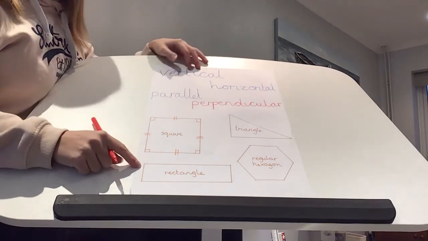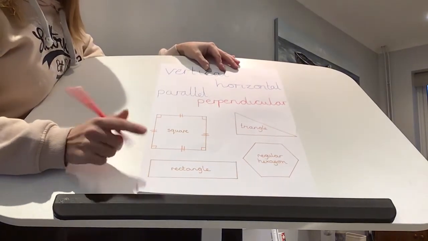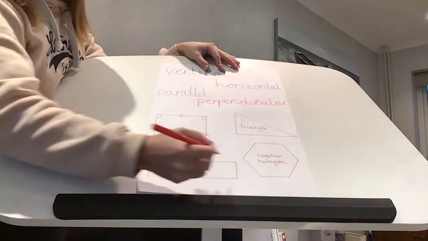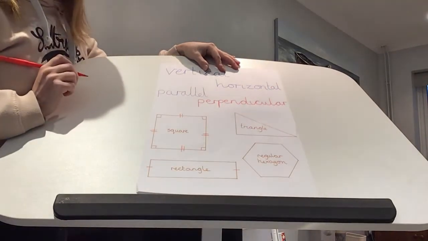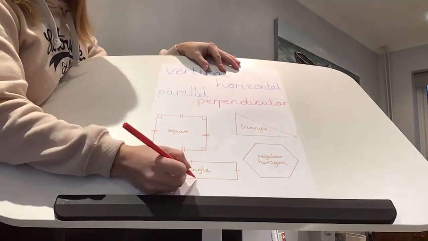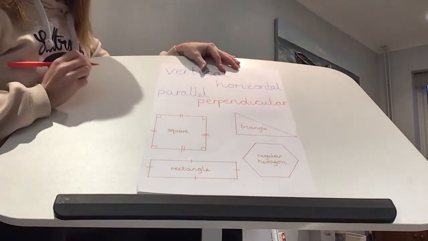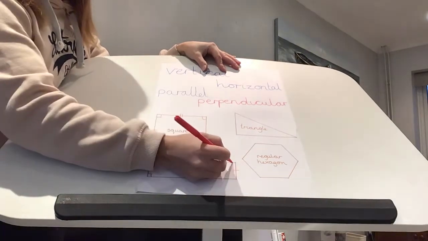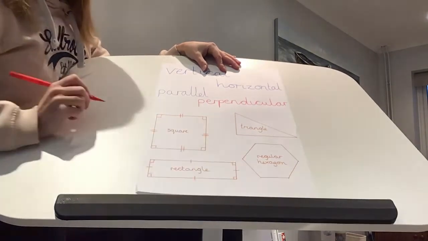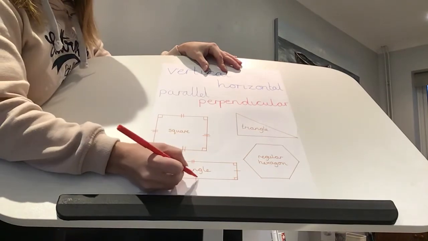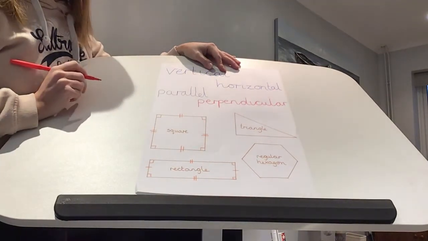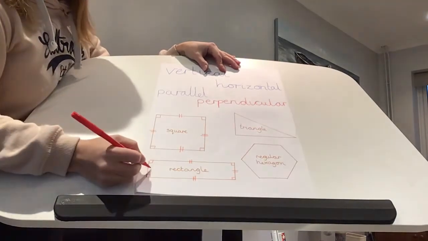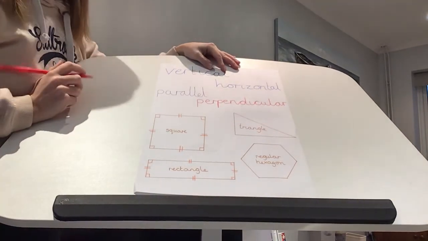Let's have a look at the rectangle because it's very similar. Again, we've got our vertical line and a vertical line there. We have a horizontal line and a horizontal line there. We have our perpendicular lines just here. And finally, we have our parallel lines. So both of the horizontal lines are parallel and both of the vertical lines are parallel.